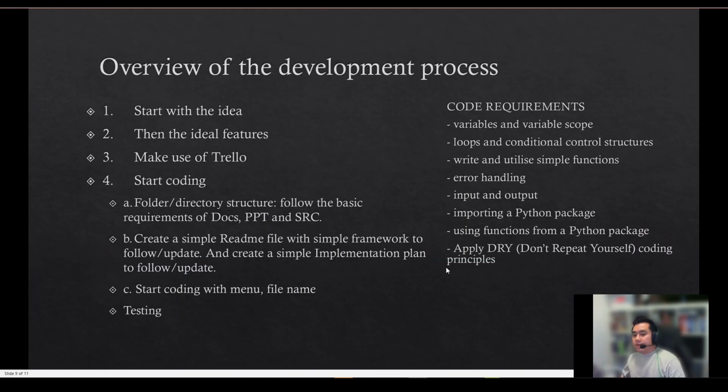So I'm just going to give you a quick overview of the development process. I start with the idea, and once I chose the memory palace idea, I move on to create the features of the idea. So we have 3 features, and then I chose to do the project management in Trello, and then I start coding. To start coding, I start with the folder structure to have the doc, presentation, the source code, the source folder, and then I create a simple README file with a simple framework to follow. Also at the same time, I create a simple implementation plan, and then from there I start coding and start with the menu. So the starting part is easy.